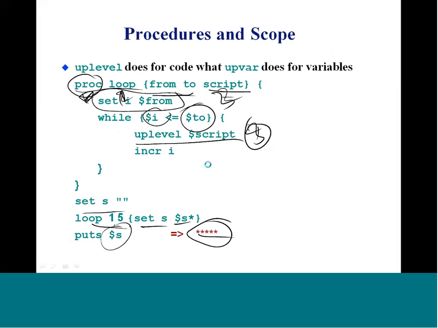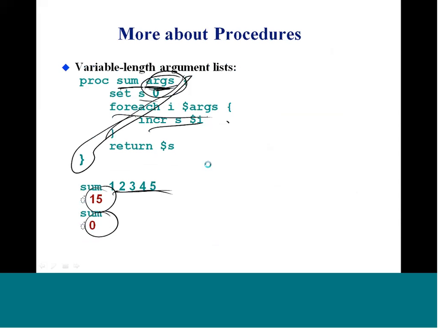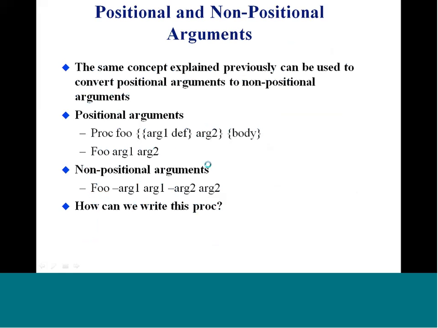Uplevel is a similar kind of thing, used for sending scripts from one level to the next level. Then we saw the variable length procedure, and we also noted how we can use this for defining both positional arguments as well as non-positional arguments. So how do we do this? This is something that we saw.